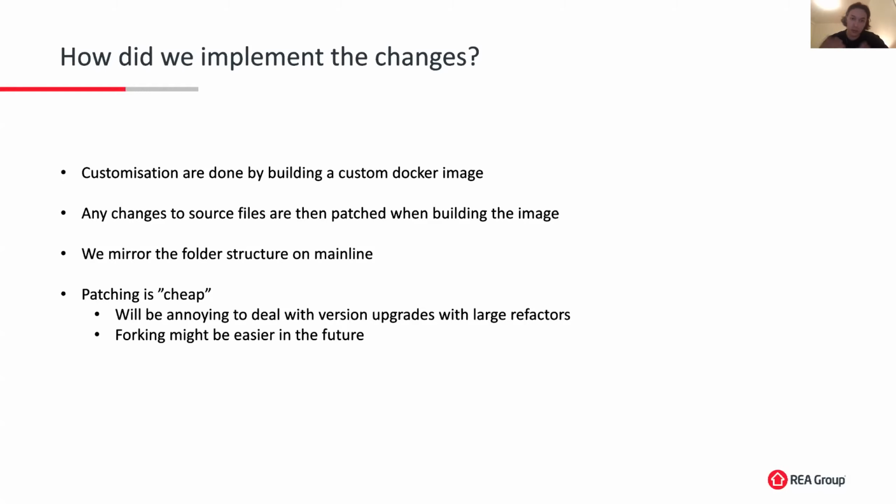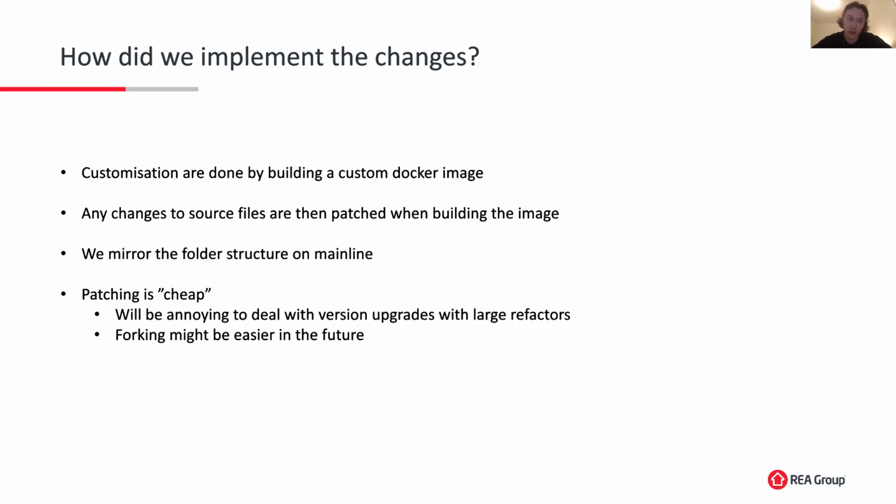When we're building the custom image, we have a folder structure that mirrors mainline, and then we just patch over the specific files. It's working now, and we say patching is cheap and quite easy to do, but we still haven't done a version upgrade. I know that 3.0 has just come out recently. How annoying going between the two will be could potentially change how we actually do the customizations in the future.